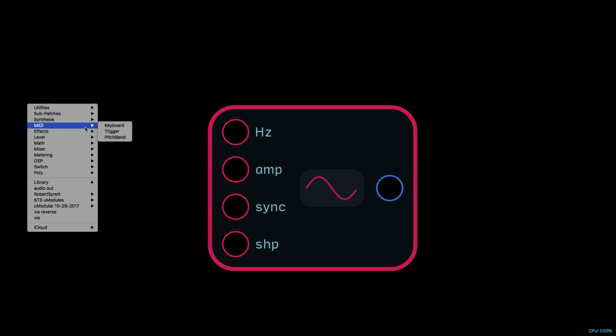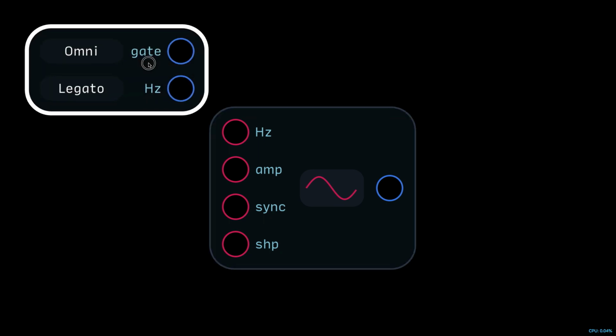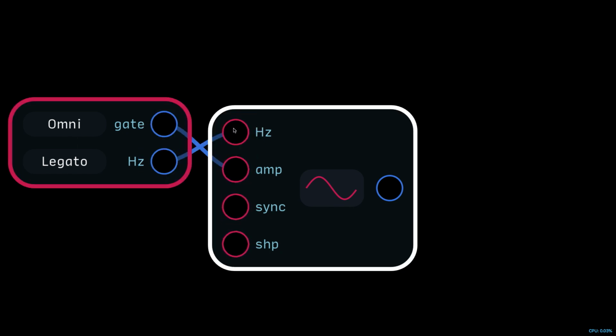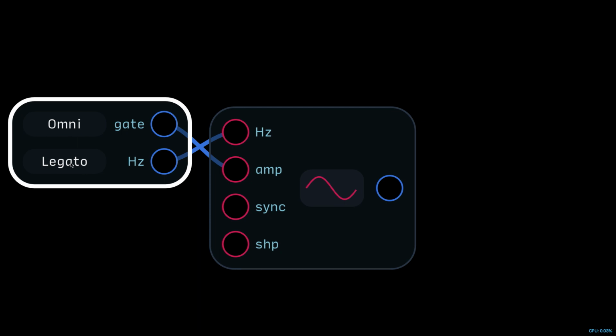You go to MIDI and keyboard, you'll find a gate output, which you can plug into the amplitude, and a Hertz output, which you can plug into the Hertz input. If you have a keyboard plugged in, you can change the polyphony or the MIDI channel. I'm going to stick with Omni. And I'm using an external keyboard, but there's also a little on-screen keyboard that you can bring up at the bottom of your screen for the iPad.